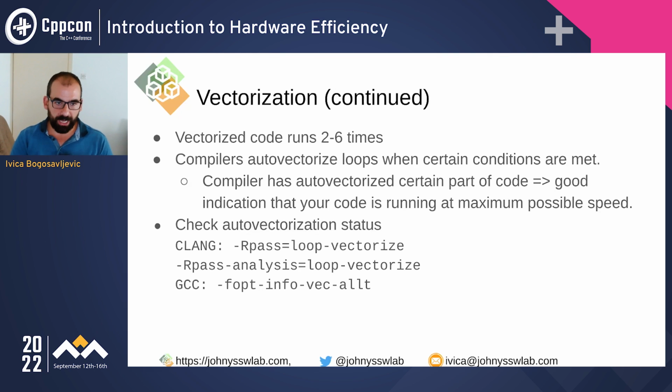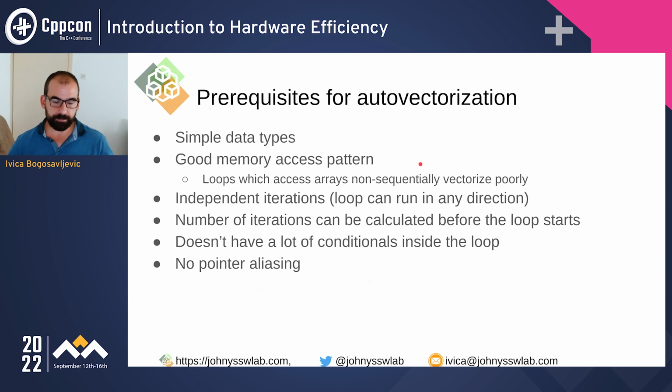Now, if you want to check if your compiler has automatically vectorized a loop, you can pass certain compiler flags, like this one for Clang, and the lower one is for GCC. Most compilers support this. So use these flags to get vectorization information if performance of your code is important. Okay. This is about the auto-vectorization.